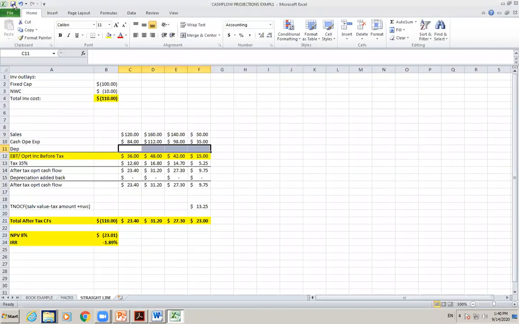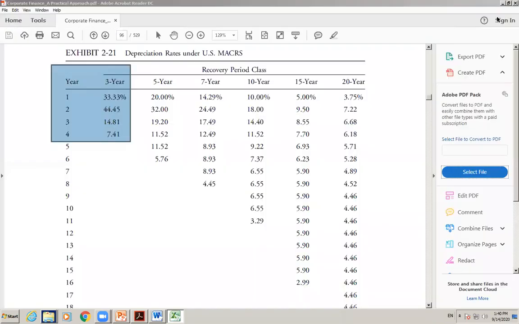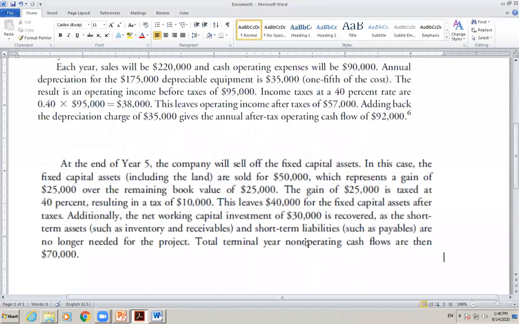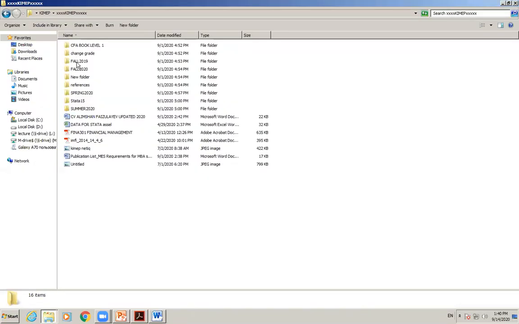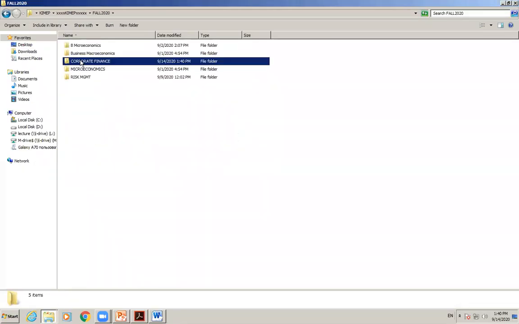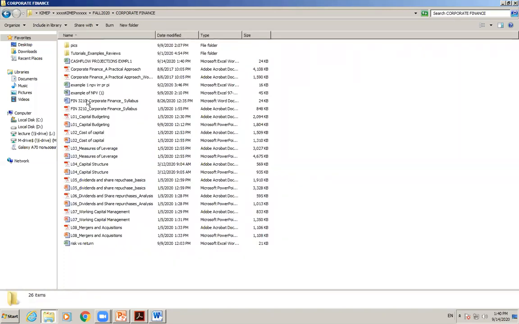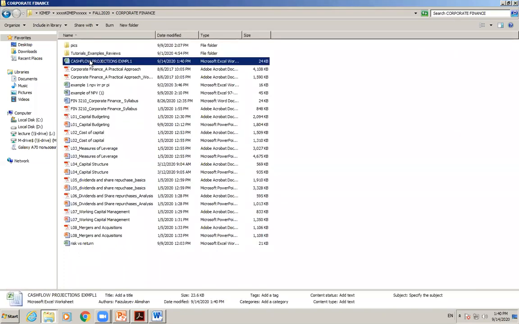Or the best thing that I can do, send it to the group chat. Anyone who has an access to the computer, please feel free to do it. But who is using the mobile, next time you should be ready to use such things. Okay, now, it was in fall 2020, corporate finance. Cash flow projection example 1. Okay, I'm gonna send it to chat.